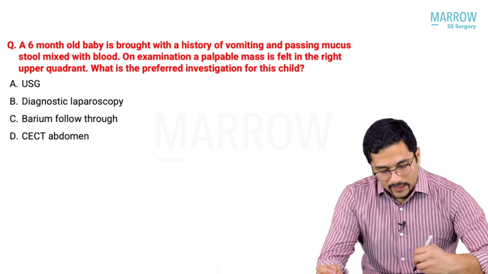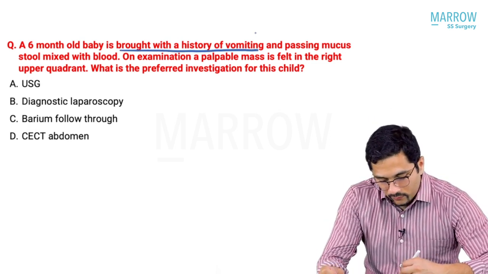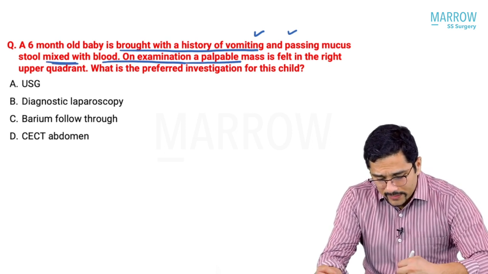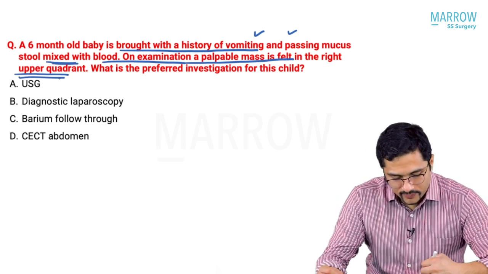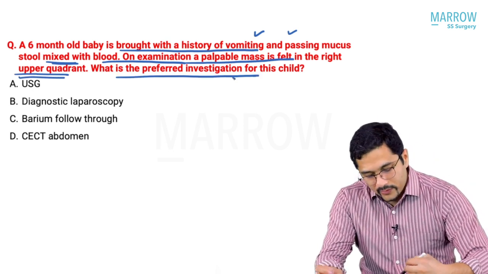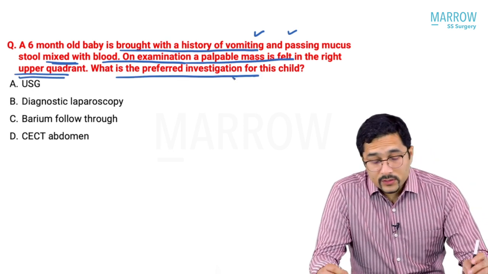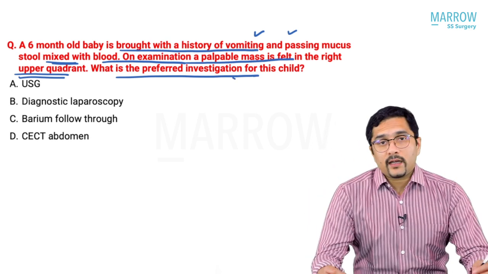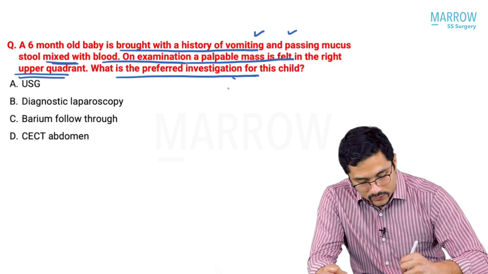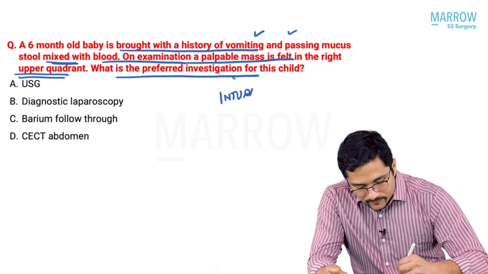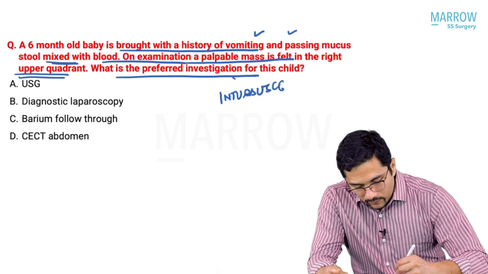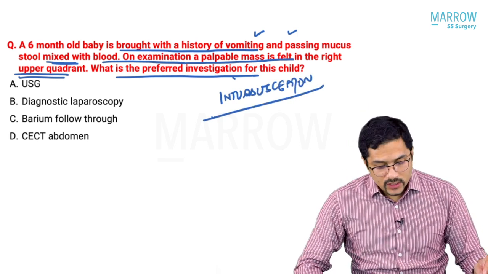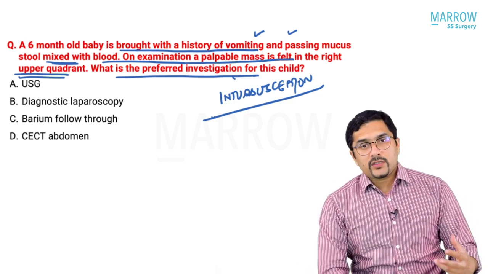A 6-month-old baby is brought with a history of vomiting and passing mucus mixed stools with blood. On examination, a palpable mass is felt in the right upper quadrant. What is the preferred investigation for this child? So again, this is regarding bowel obstruction, and these are findings of intussusception. Intussusception is telescoping of one bowel loop into the other, and this can occur after 6 months of age. The child is having features of obstruction.